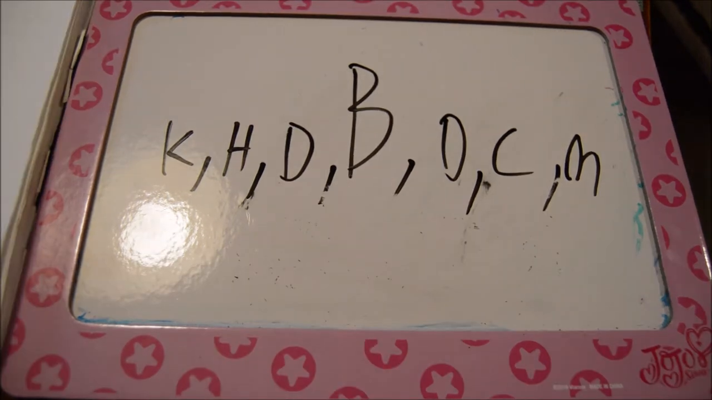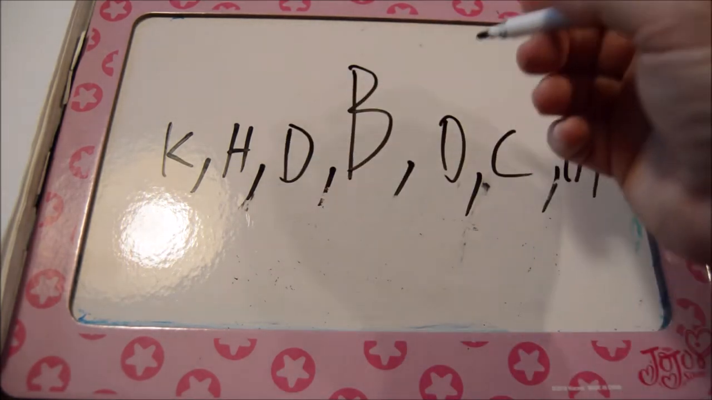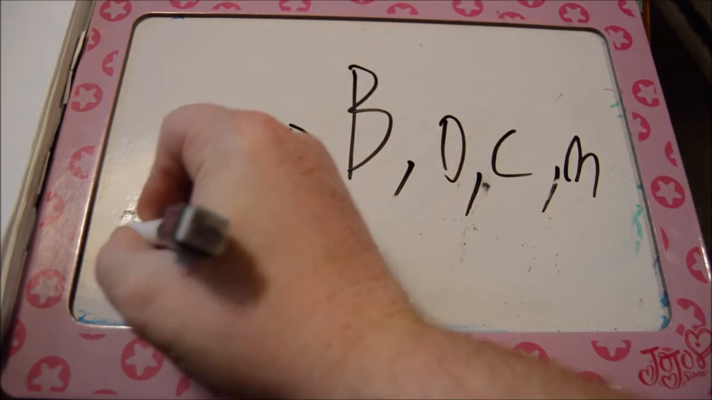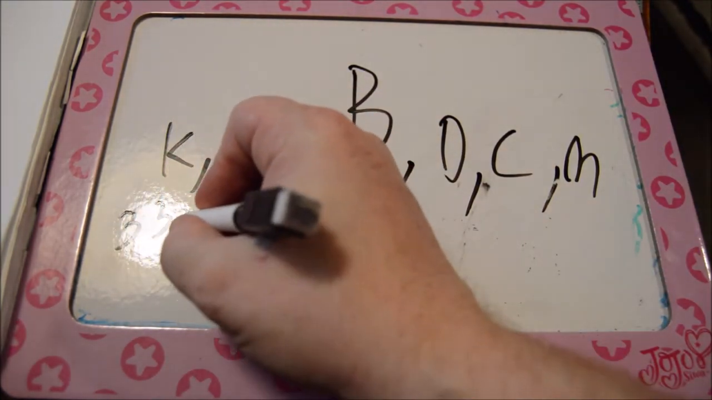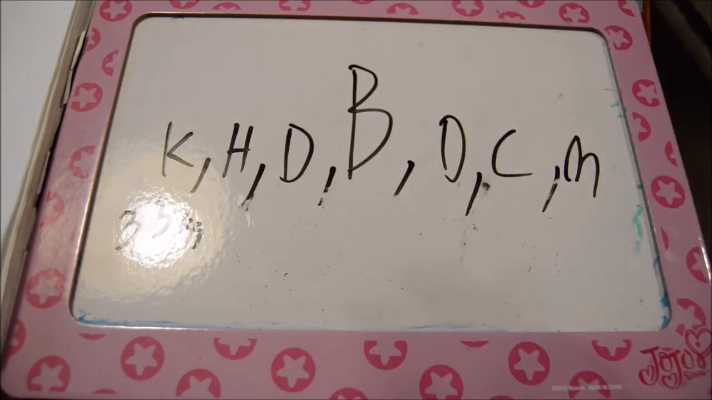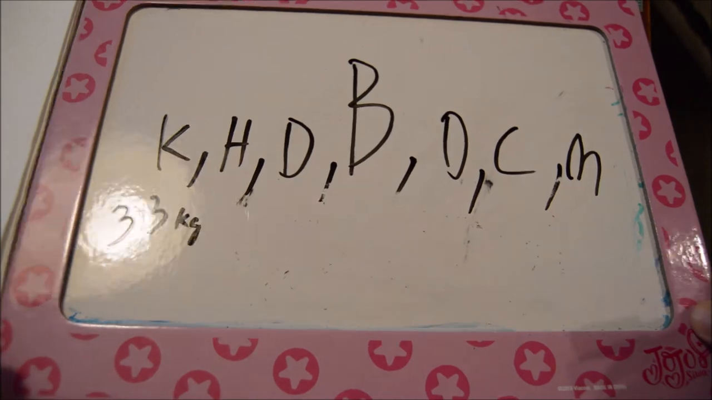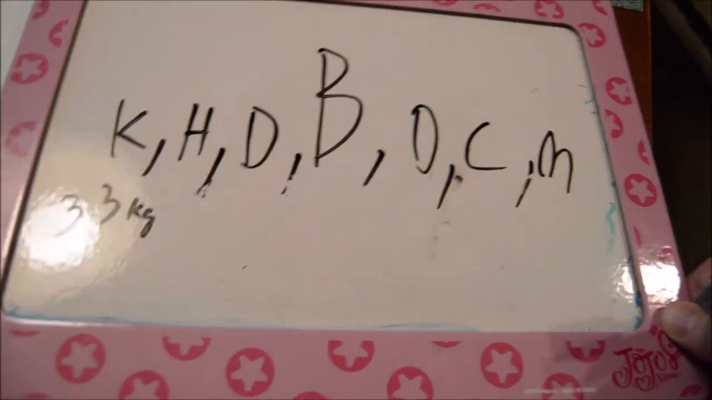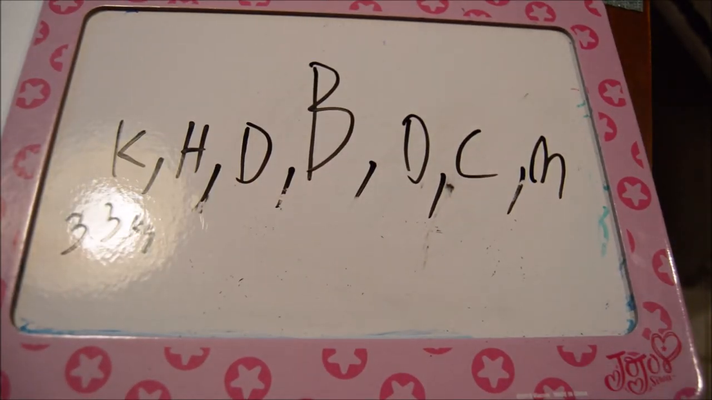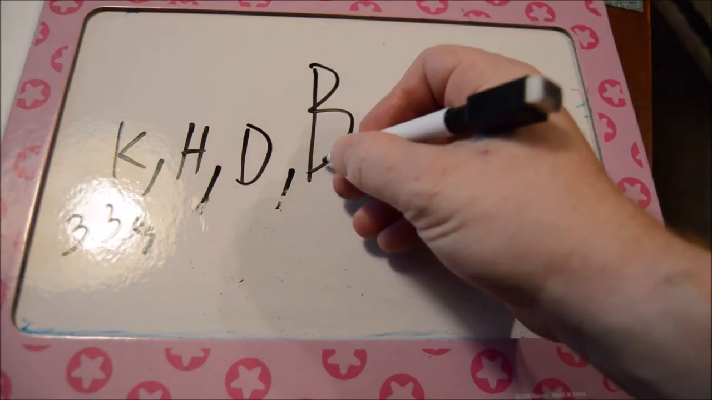Okay. So let's go through and run some numbers here. Let's say we've got 33 kilograms. That is a measure of weight. Our light's going to make this hard, but that's okay. 33 kilograms. And I want to know how many grams that would be? So grams would be our base unit.